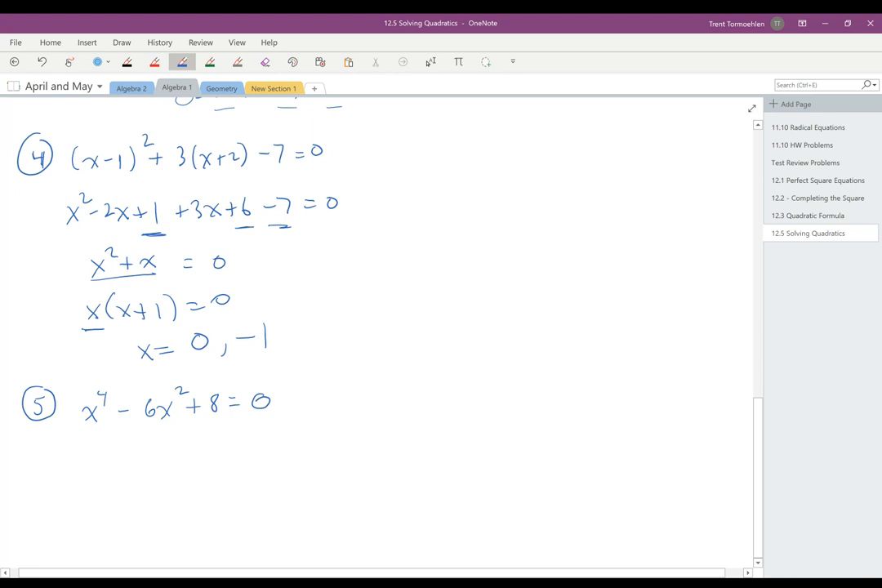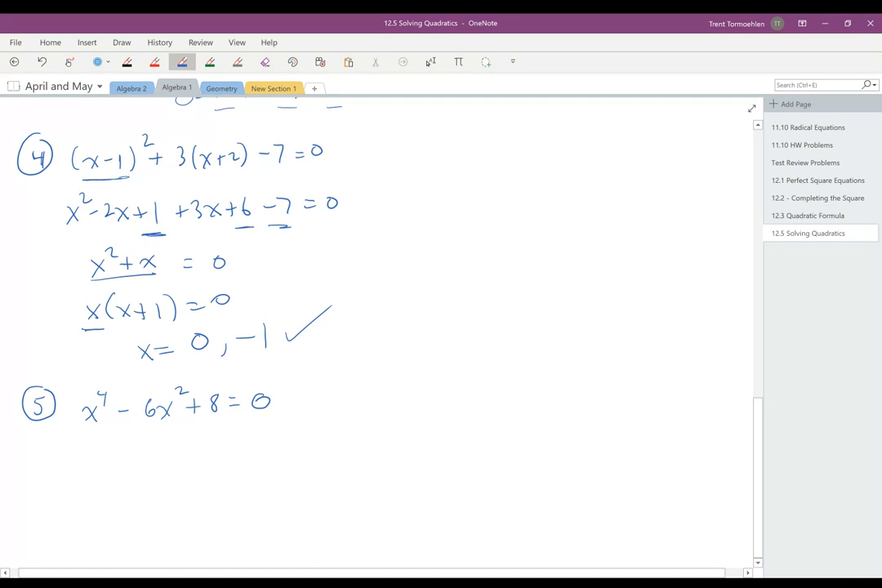And then you can kind of check yourself real quick. Put 0 in, you get 1 plus 6 minus 7. That does equal 0. Put negative 1 in, you get negative 2 squared is 4. Plus 3 minus 7 does equal 0. And so your two solutions are 0 and negative 1.